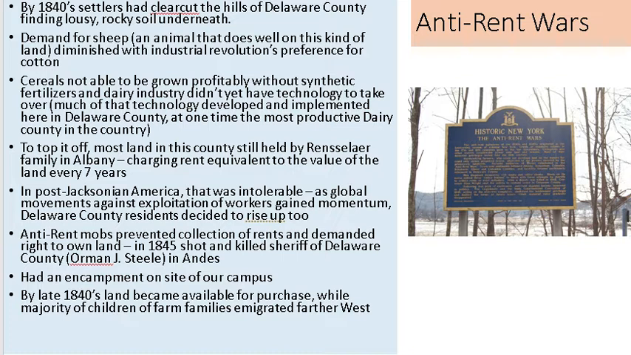So the price of wool plummeted, but rent stayed the same. And it was incredibly difficult to grow wheat or anything else marketable here, but rent stayed the same. So in 1845, a group of people started an anti-rent rebellion. They figured that they were paying the value of the land every 7 years in rent, and it was unsustainable.